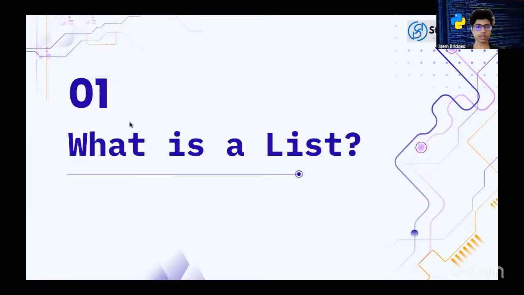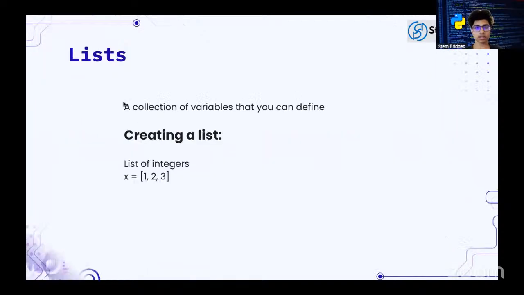So first, what is a list? A list is a collection of variables that you can define. This is how you create a list. So this is a list of integers because 1, 2, and 3 are all integers. So you can say x is equal to square brackets 1, 2, 3. That's a list containing 3 integers, and those are the values of the integers.